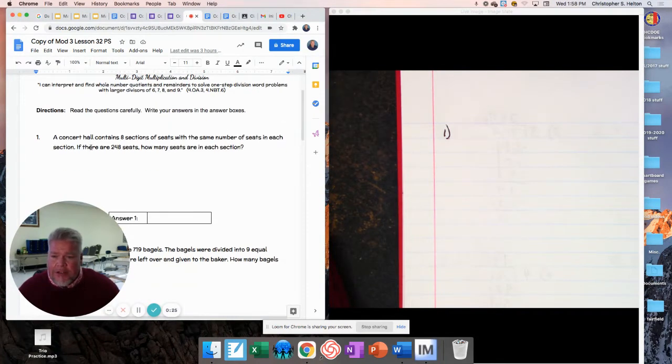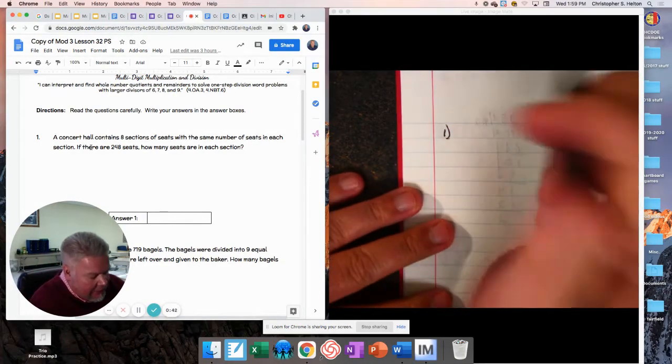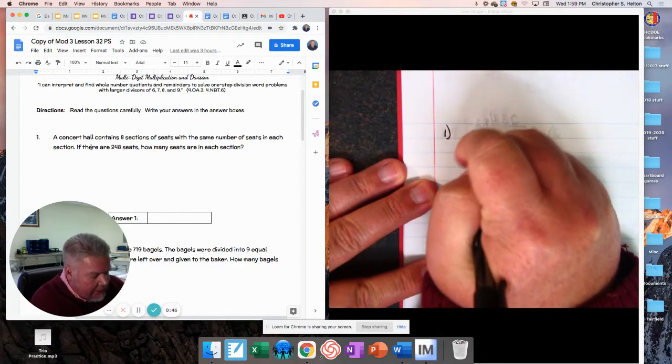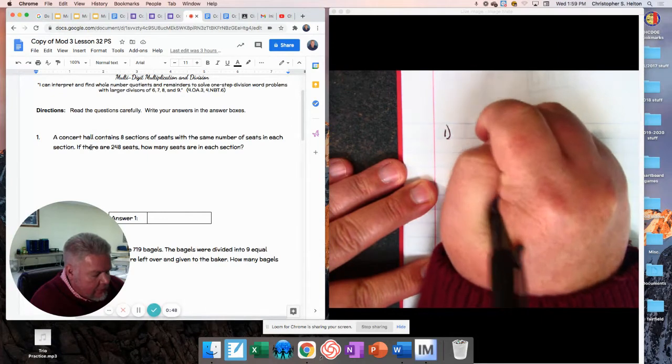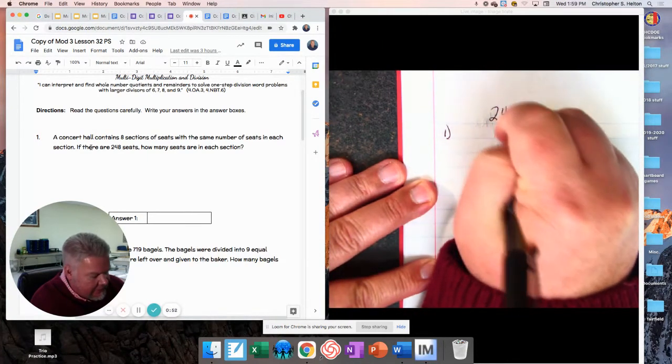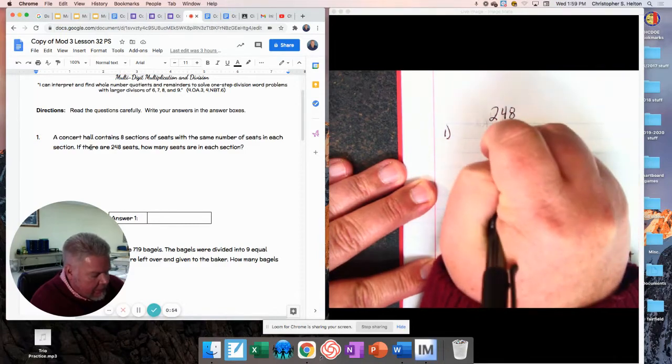Now, this first one here says, a concert hall contains 8 sections of seats with the same number of seats in each section. There's 248 seats. How many seats are there in each section? Well, if I was going to draw this problem out just to help me solve it, let's just use that tape diagram. So all together, there are 248 seats. Okay? So that's all together.